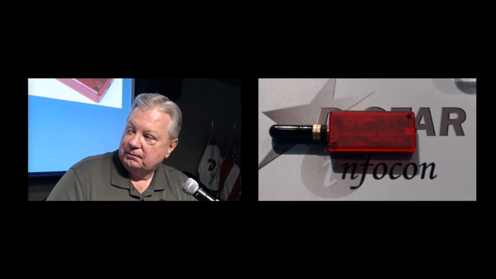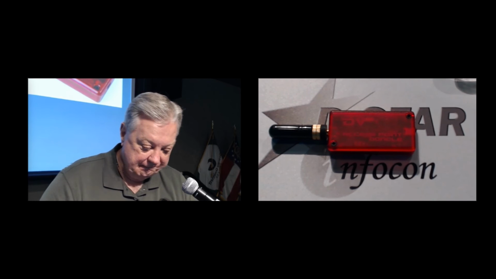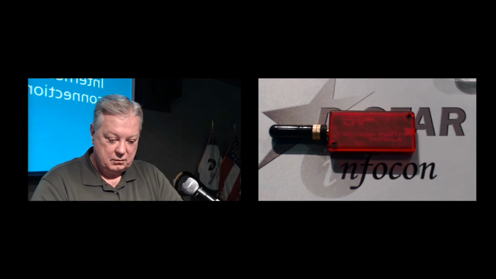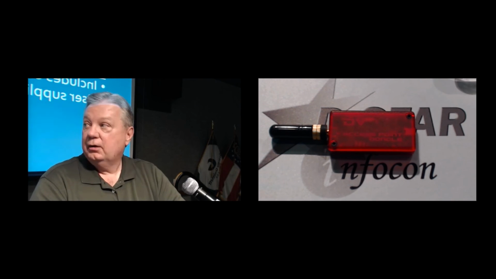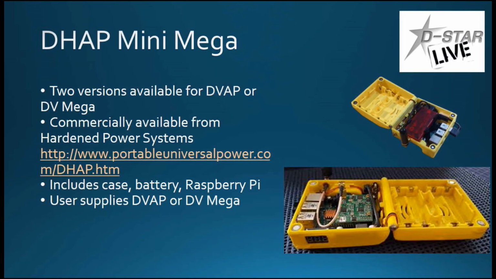So here's an example of a device. This is a case. You see in here the DVAP, the red DVAP. Underneath here is a Raspberry Pi. And this is a case, the DVAP Mini, made by Hardened Power Systems, that pulls it all together along with the batteries to make just a really nice little portable configuration for use.